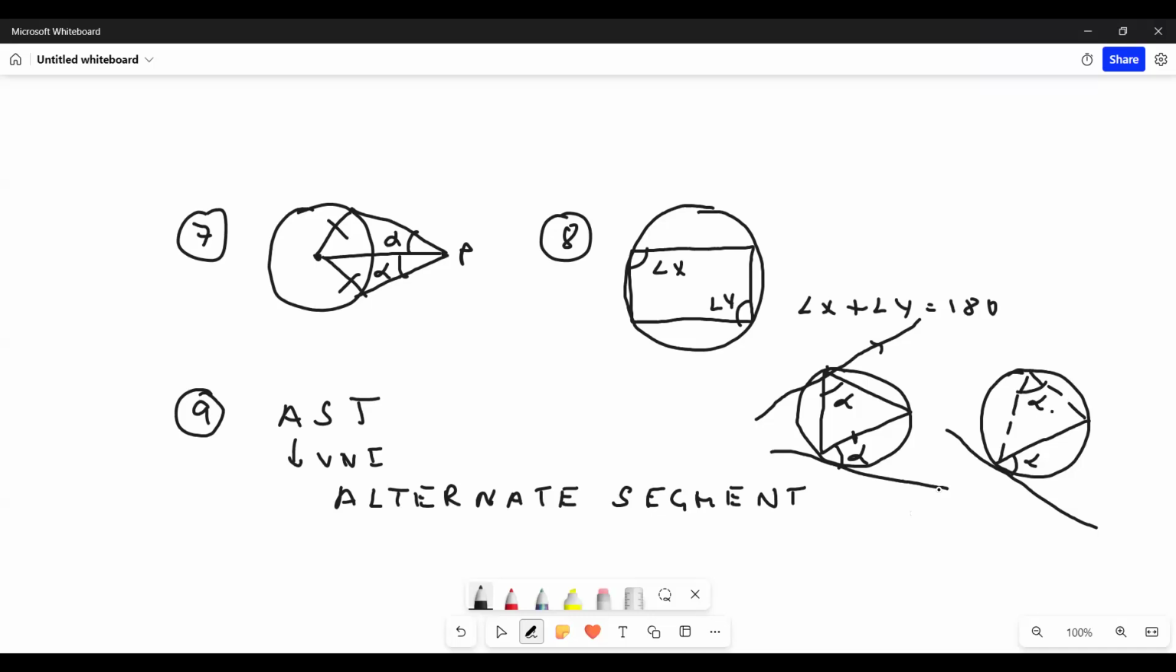I'll show you with a sum also. But please remember this, very, very important. That's called the alternate segment theorem. Please note it down.